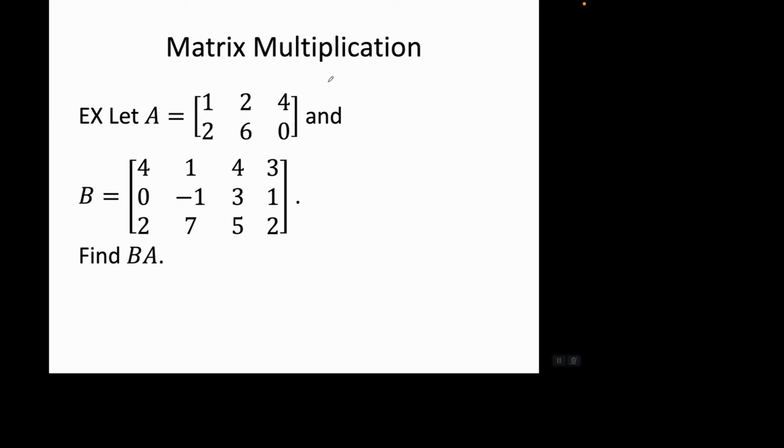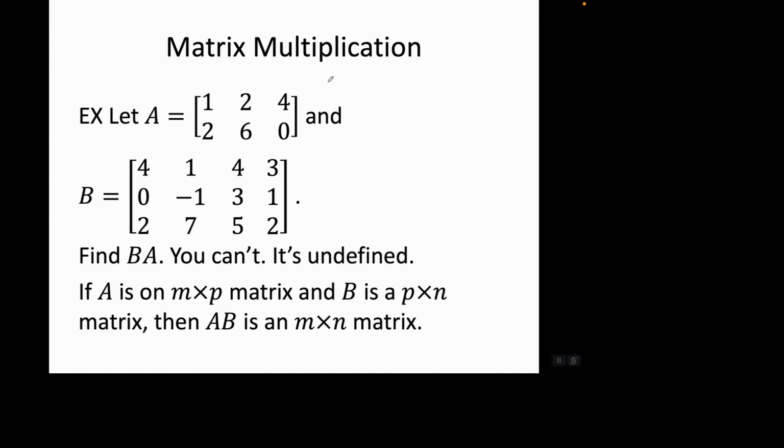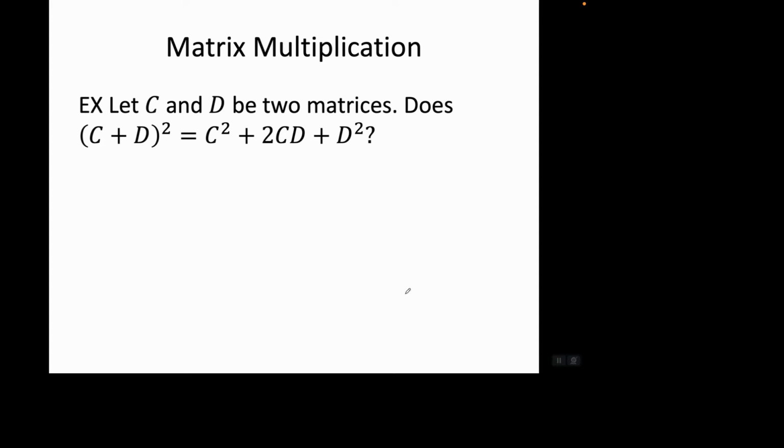Let A and B be the same as before. Find BA. Oh, you can't. It's undefined. If A is an M by P and B is a P by N matrix, then AB is an M by N matrix. But you can only multiply them together if this entry of A is the same as this entry of B. In other words, if the number of columns of A is the same as the number of rows of B.